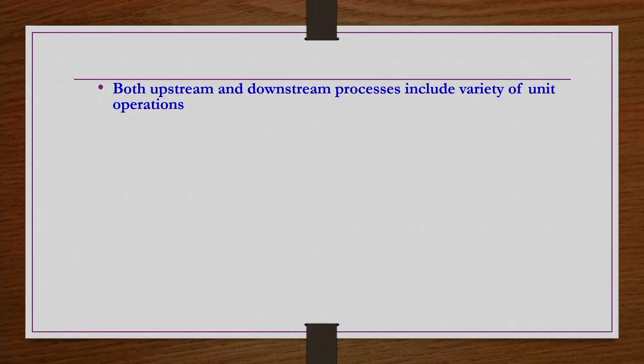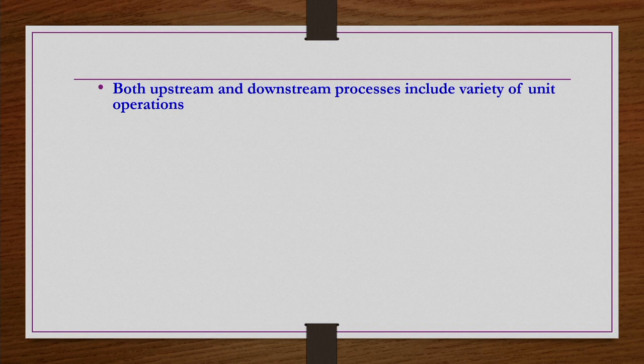So, some more details about unit operations. Both upstream and downstream processes include a variety of unit operations. Just now we have seen that prior to the unit processes, whatever unit operations are occurring, we call them upstream processes. Upstream processes have different types of unit operations, and after the reaction, whatever purification, separation, recycling, etc. are there, we call them downstream unit operations, right?